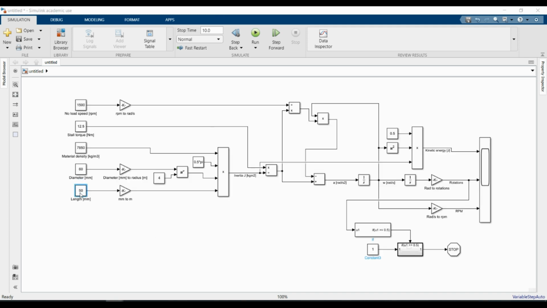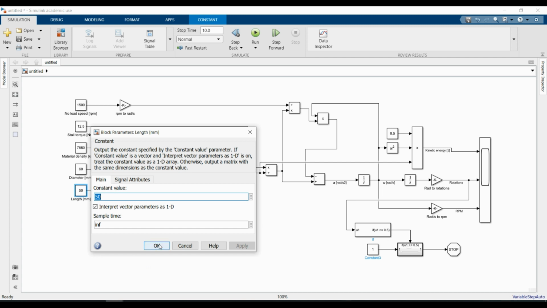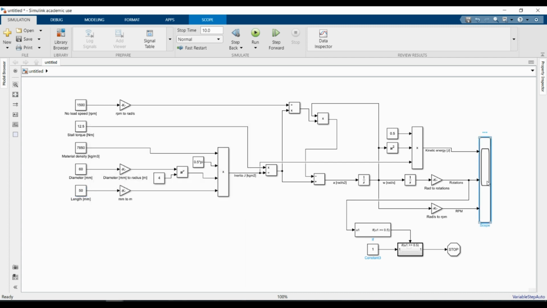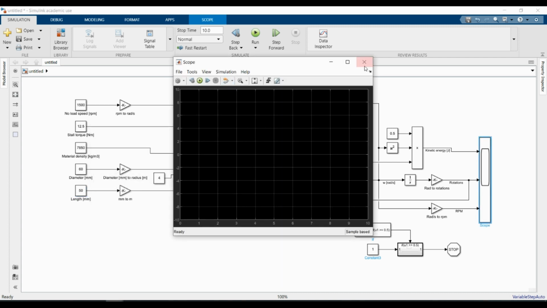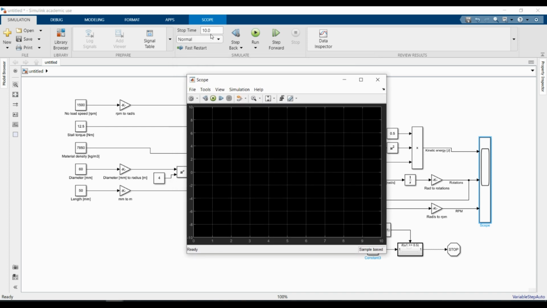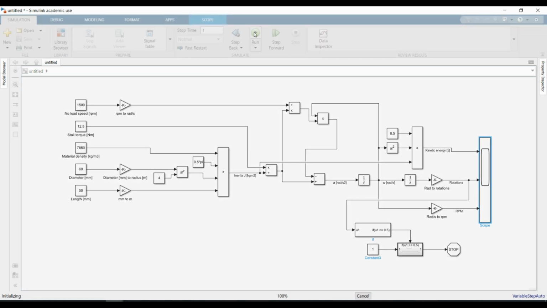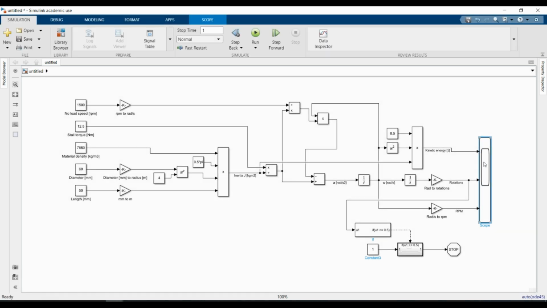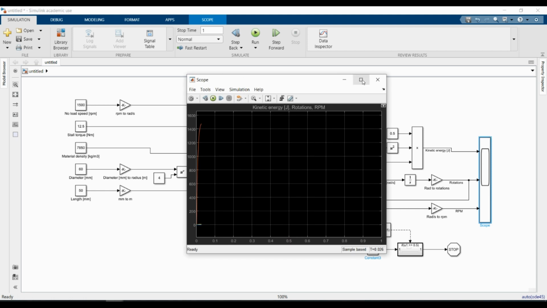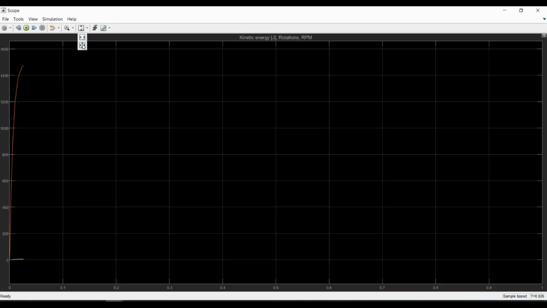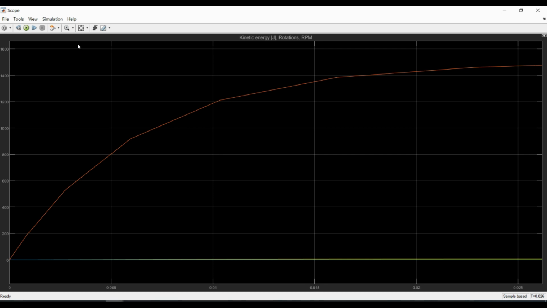The first simulation is done with a flywheel length of 50 mm. We can now run the simulation by specifying the stop time and clicking the Run button. To view the results, we can double-click on the scope block. If we click on the scale X and Y axis limit button here, we get the complete graph.